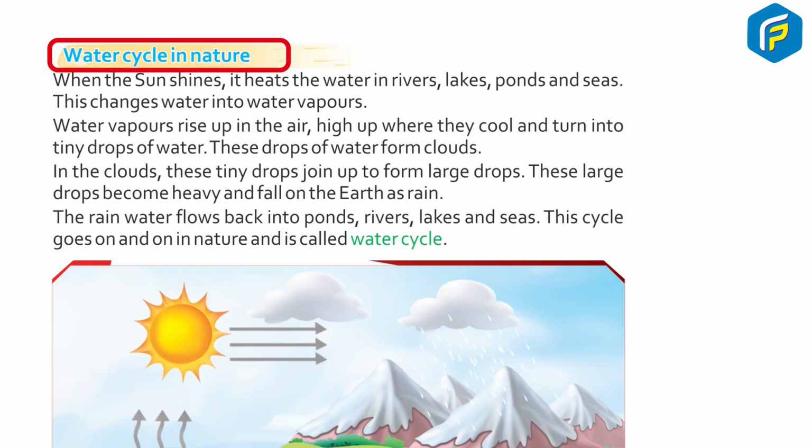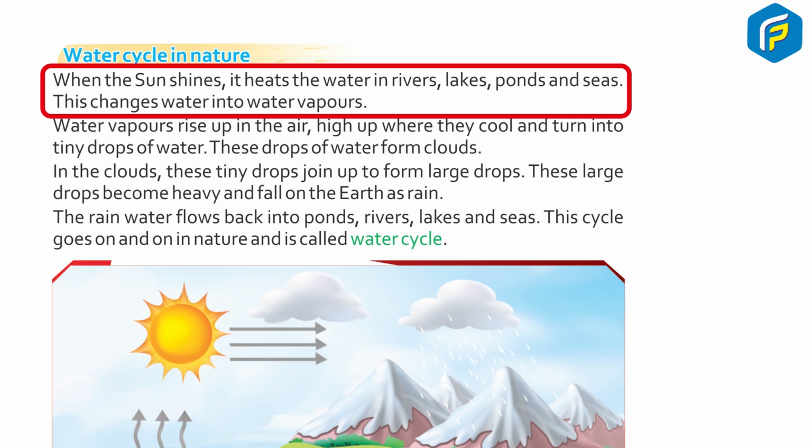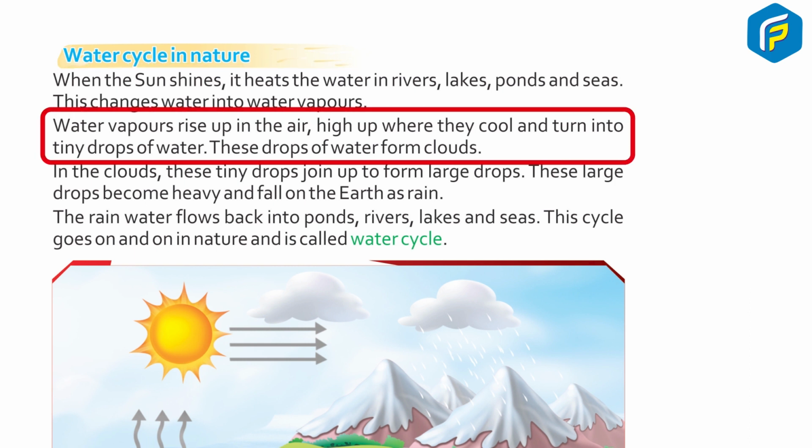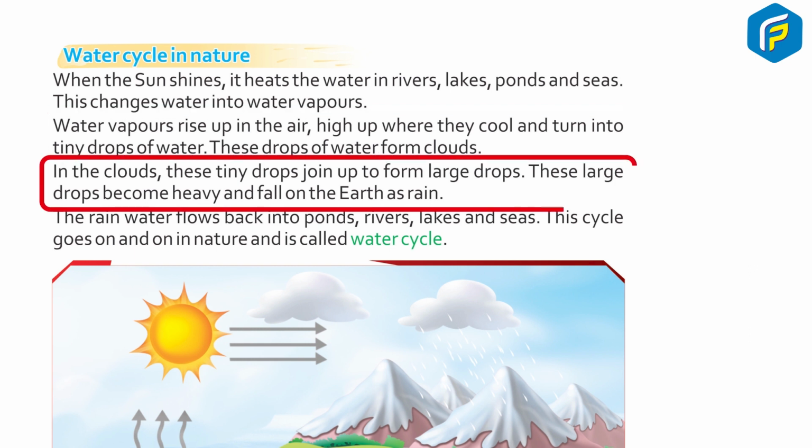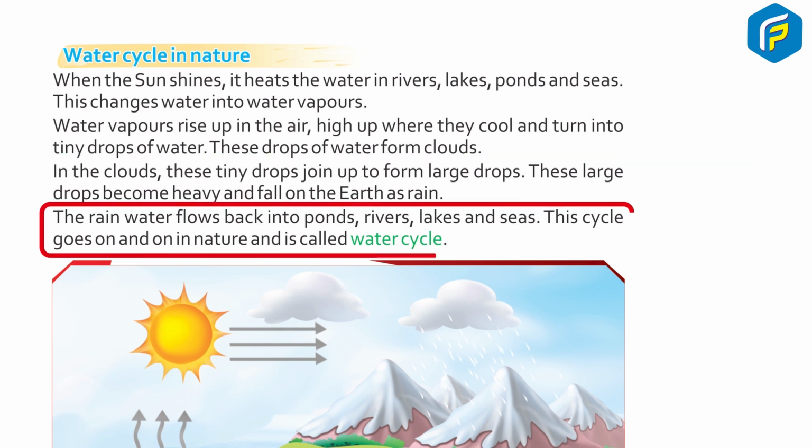Water cycle in nature. When the sun shines, it heats the water in rivers, lakes, ponds and seas. This changes water into water vapors. Water vapors rise up in the air, high up where they cool and turn into tiny drops of water. These drops of water form clouds. In the clouds, these tiny drops join up to form large drops. These large drops become heavy and fall on the earth as rain. The rainwater flows back into ponds, rivers, lakes and seas. This cycle goes on and on in nature and is called water cycle.